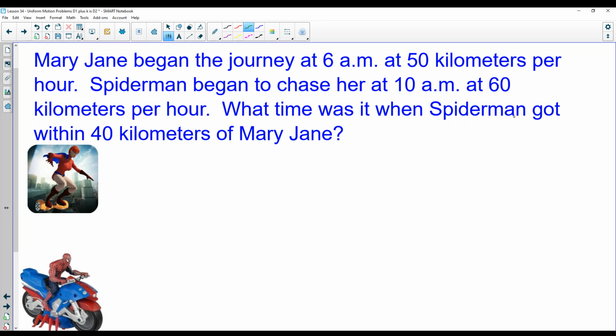Our key phrase here is got within a certain distance. So we know we have distance 1 plus K equals distance 2 type of setup.